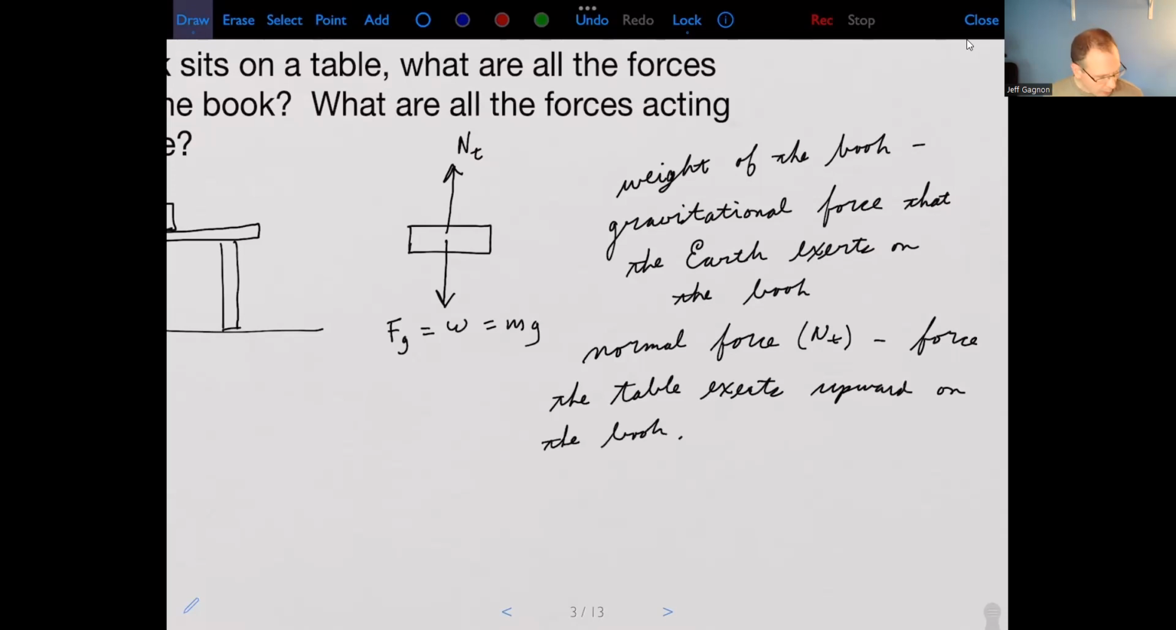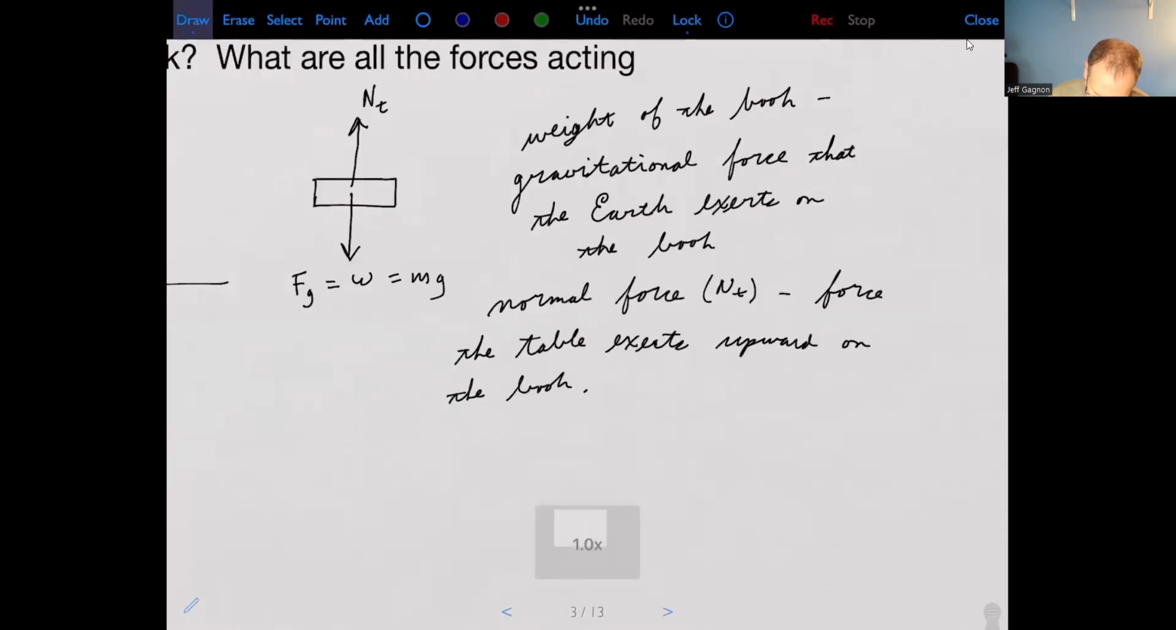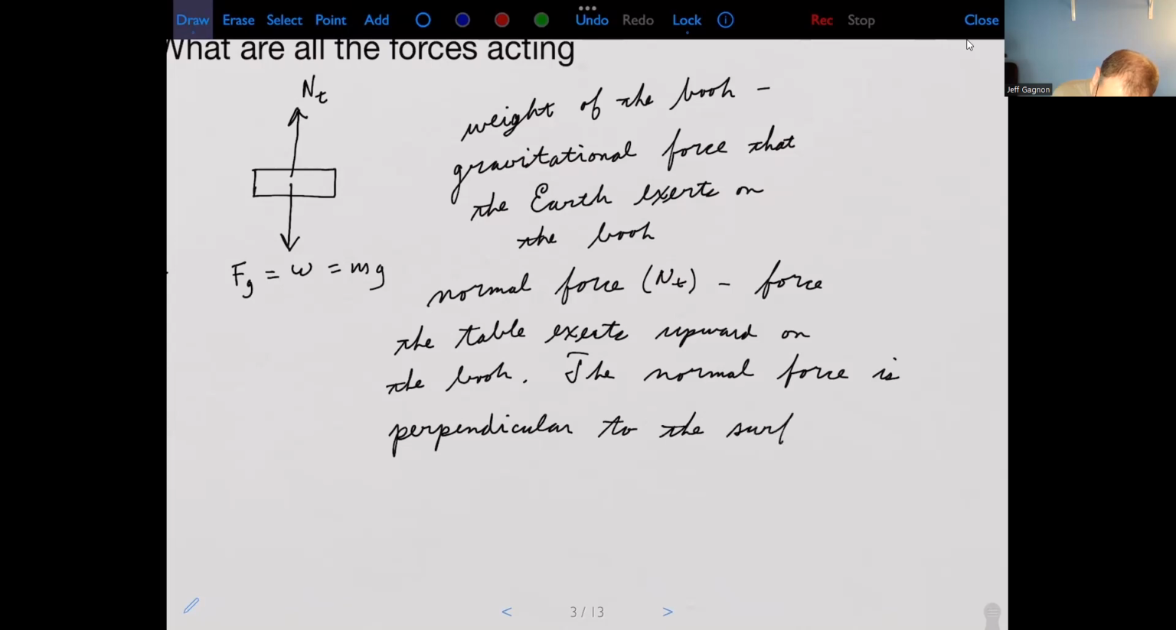Now, normal forces are always perpendicular to the surface. In this case, this force is perpendicular to the table, pushing up perpendicular to the table. So the normal force is perpendicular to the surface. Remember, perpendicular means at a right angle, so it acts at a right angle to the surface.